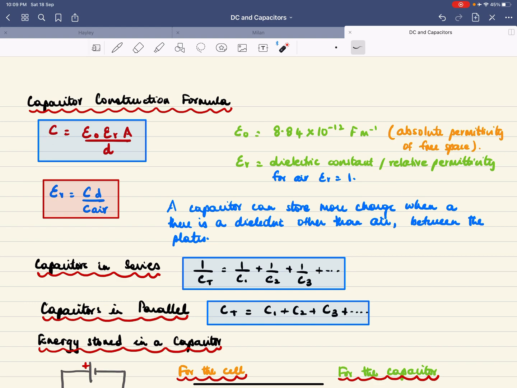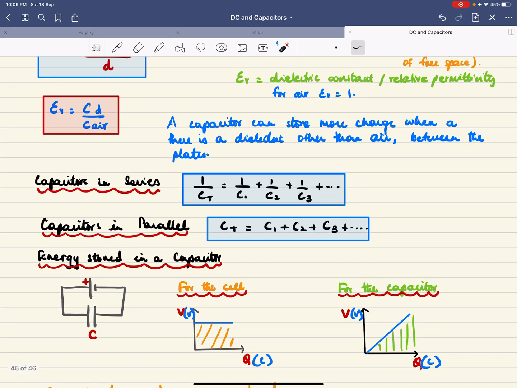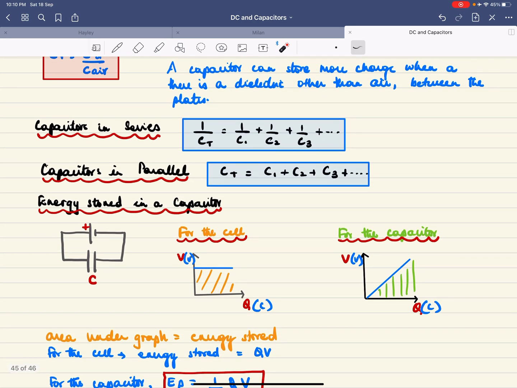Then moving on to how you can connect capacitors in series or parallel. So here are your two formulae. This tells us when you connect capacitors in series, the total capacitance decreases, but when you connect them in parallel, the total capacitance increases. Moving on to energy stored in a capacitor.